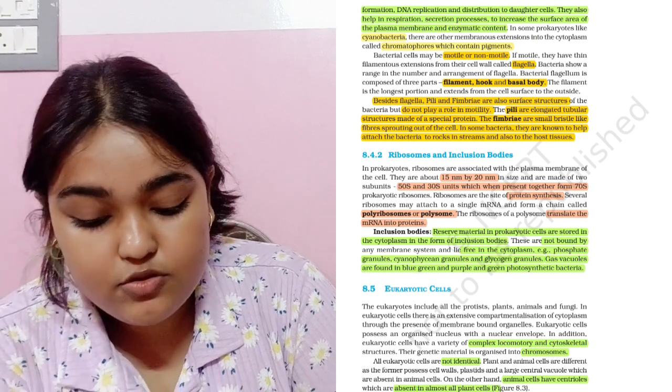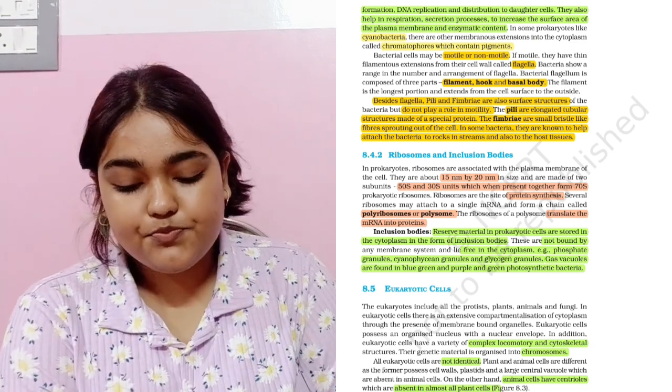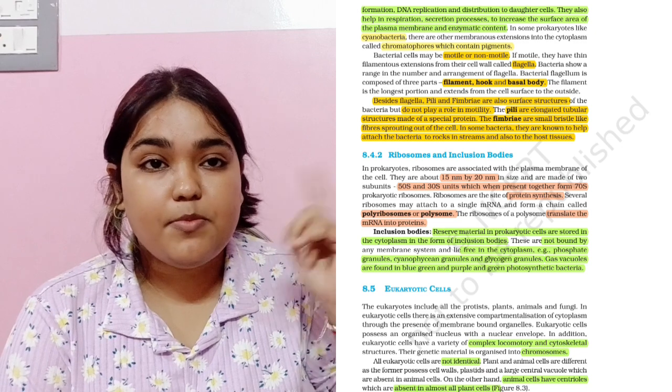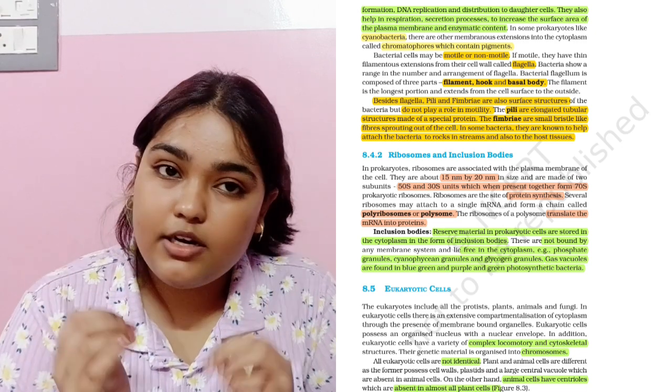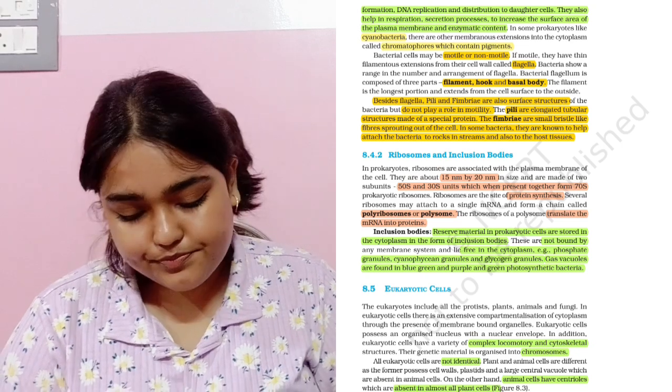Now finally we come to the eukaryotic cell. Eukaryotic cell, let's remember the points I just told you. They have a prominent nucleus, they have DNA.